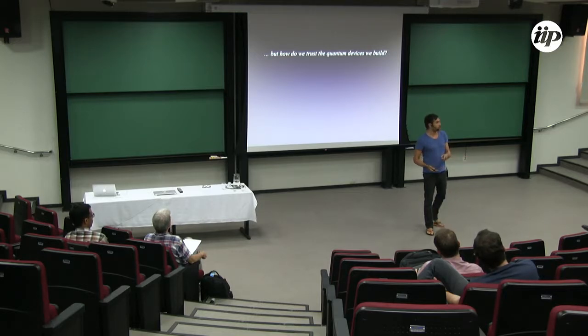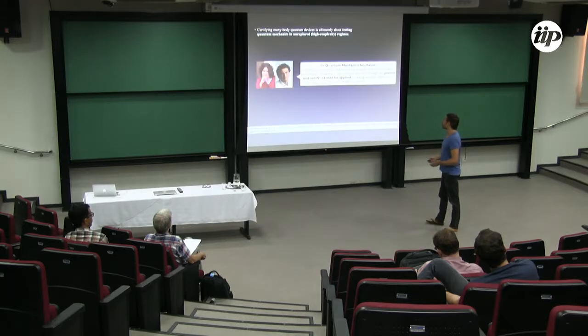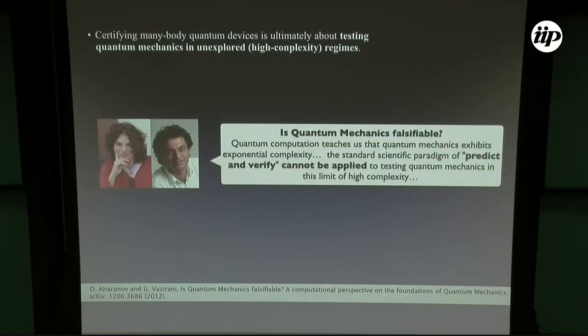This is connected to the question, for instance, that was discussed about the D-Wave experiment. That's a typical example of a certification problem, where a company sells you a many-body quantum machine, and then you ask yourself, is it working fine or not? So that's the question that I want to address. And I see 2 points why this is important. One is more fundamental, and I like to quote this paper by Dorit Aharonov and Umesh Vazirani.